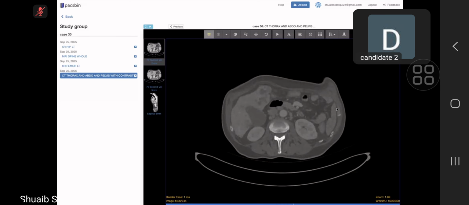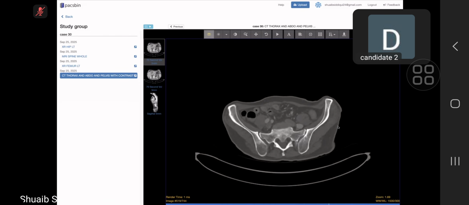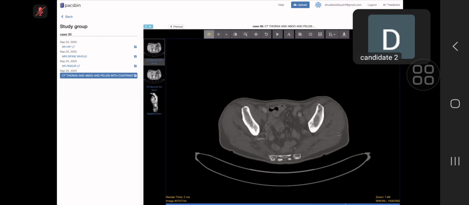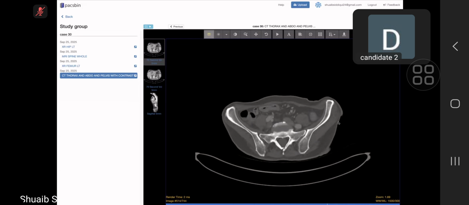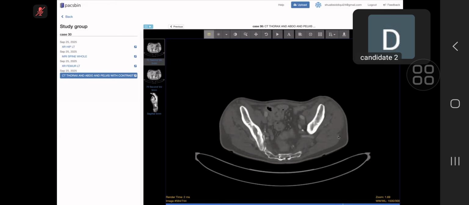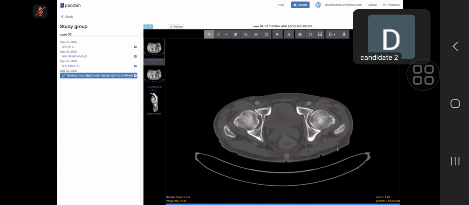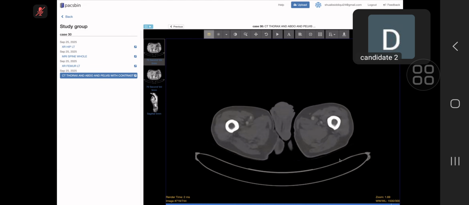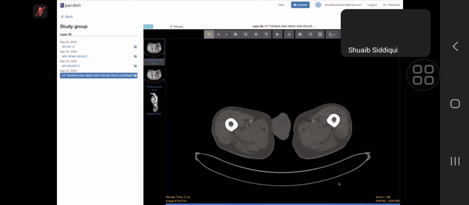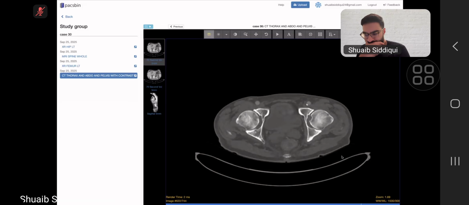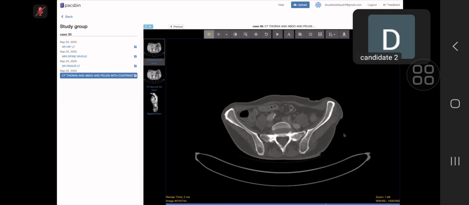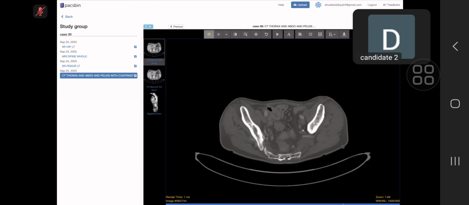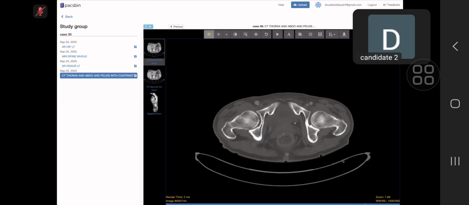I'm just looking for the spine. There is evidence of lytic lesion also noted in the left iliac, in the right, sorry, in the right iliac bone. And again, the lytic lesion that I noticed in the left femoral shaft. Okay, it's lytic here. I'm just trying to look if there is any other abnormality in the bone.